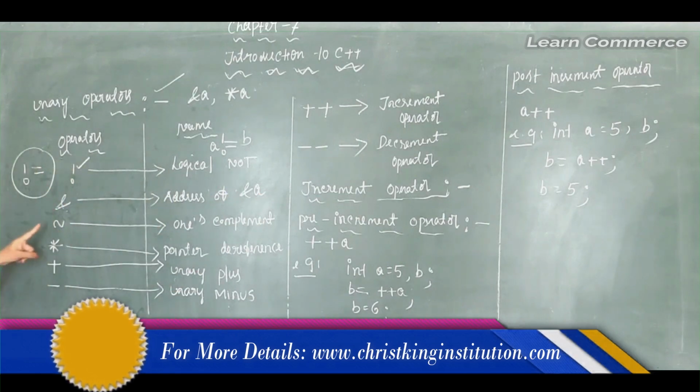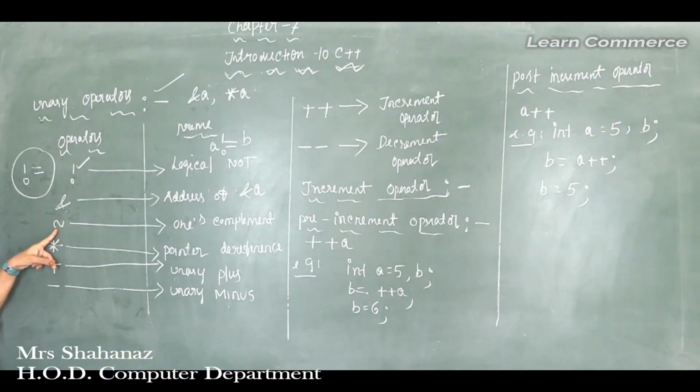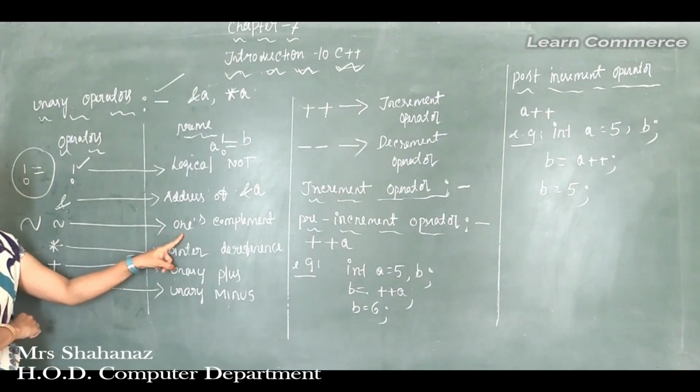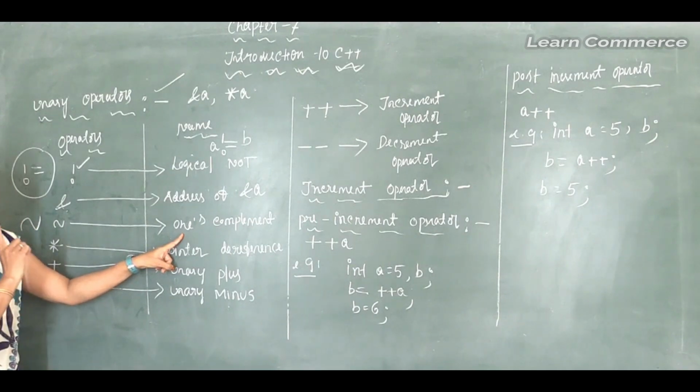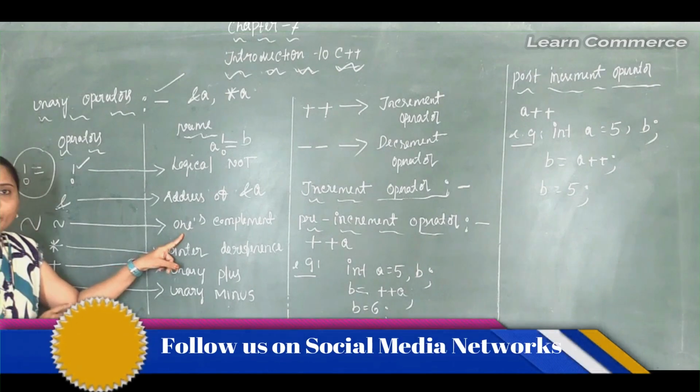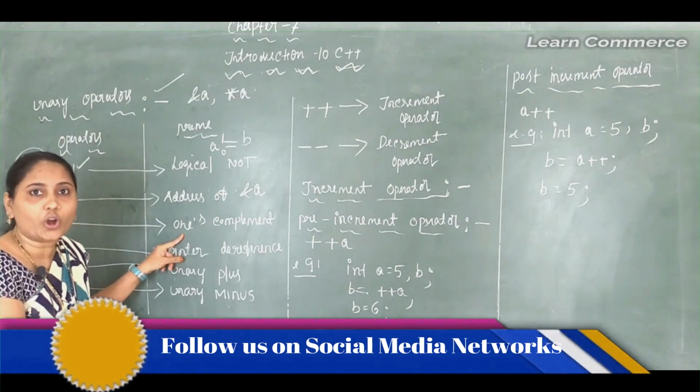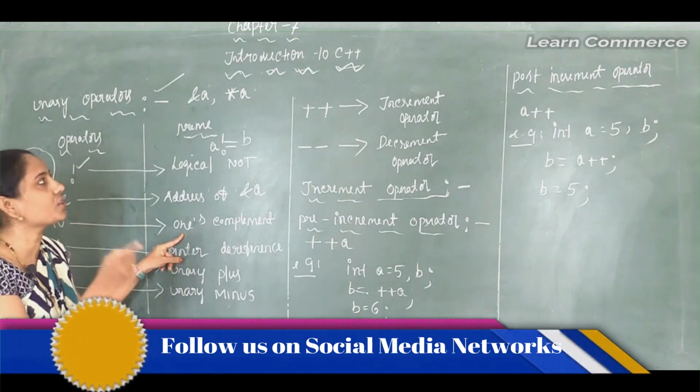Next operator is called the ones complement. Down to up, in this manner I want to use here. So such an operator is called the ones complement operator. What is the use of the ones complement operator? It is going to convert or change 1 to 0 or 0 to 1.